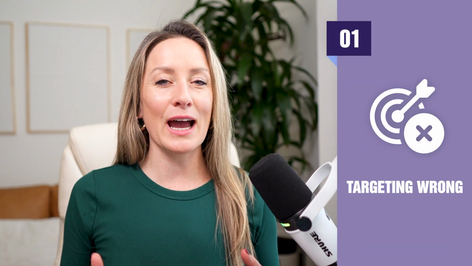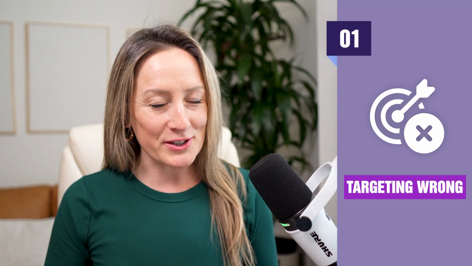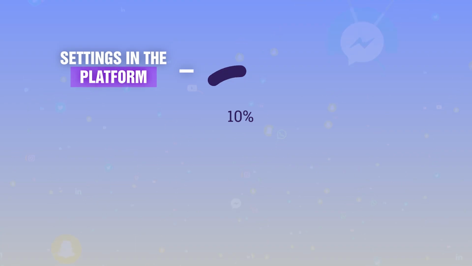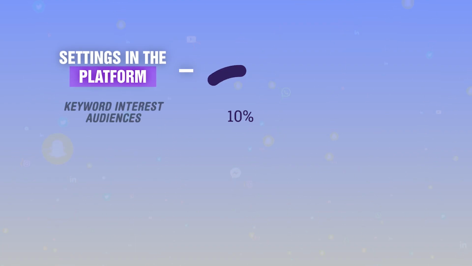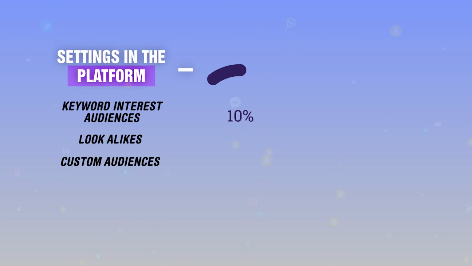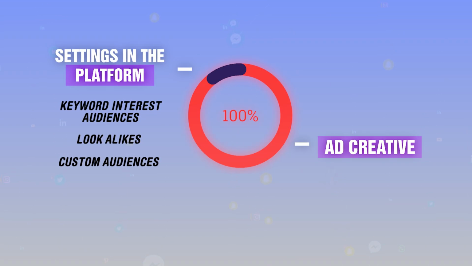So the first thing is, I was getting targeting completely wrong, and you probably are too. Most people do. So here's the thing about targeting. 10% of targeting is the settings in the platform that you know of as targeting. So your keyword interest audiences, your lookalikes, your custom audiences, right? The other 90% is with your ad creative and with your offer.